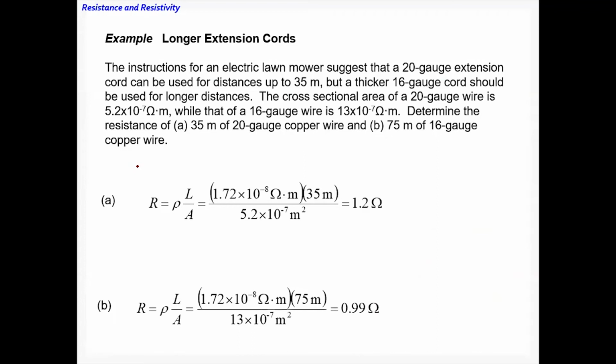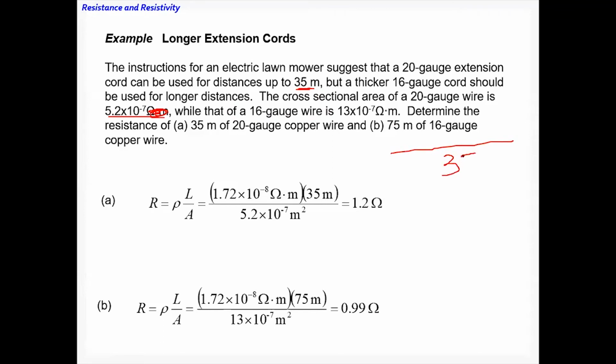The instructions for the electric lawnmower suggest that a 20 gauge extension cord can be used for distances up to 35 meters, but a thicker 16 gauge cord should be used for longer distances. The cross section area of the 20 gauge is this. Sorry, this should be meter squared, the unit is wrong here. While that is 16 gauge. The extension cord is 35 meters long.